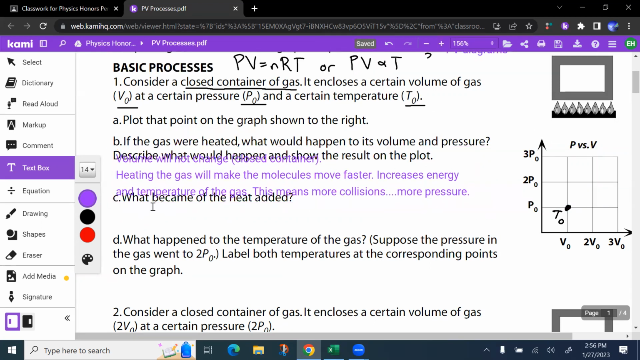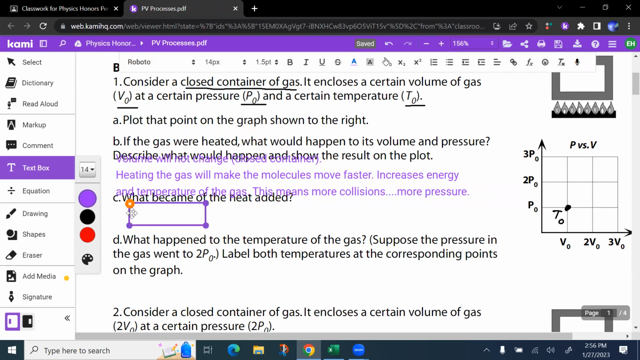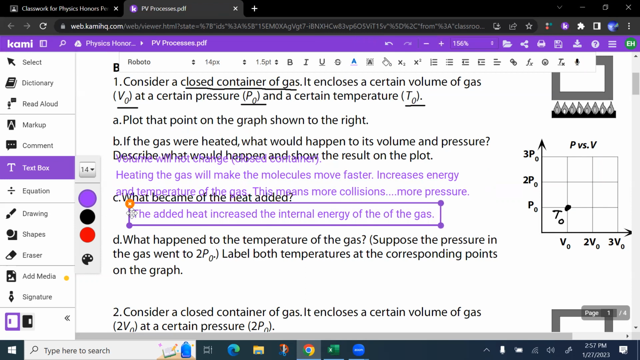What became of the heat that was added? Well, the added heat increased the internal energy of the gas. And by the way, when you see the word system, that always applies to gas.